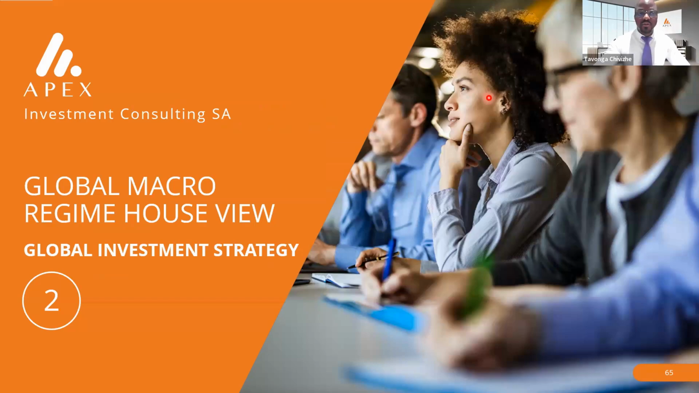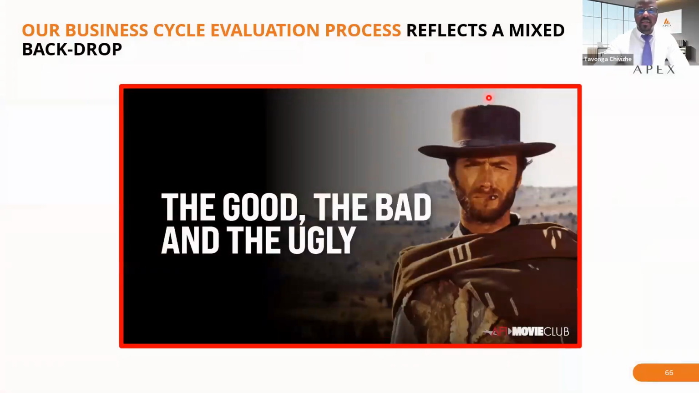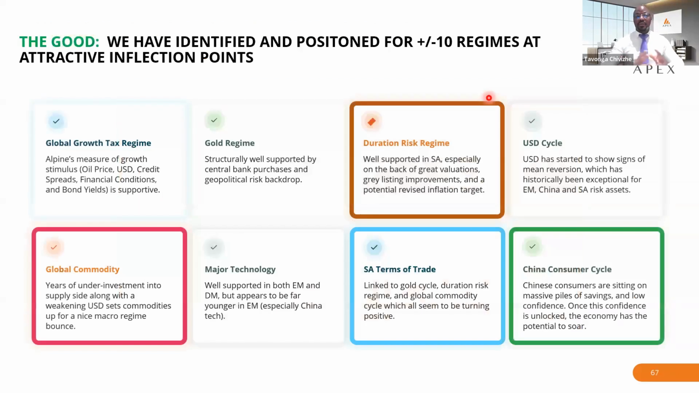Now let's move on to pillar number 2. And here the story is the good, the bad, and the ugly. The good part is that there's about 10 regimes which are entering a sweet spot, which we like. I talked about the global growth tax regime. It's inflected quite nicely, and I think it might create a pro-growth environment for the next 3 months.